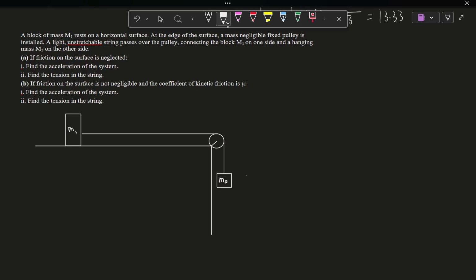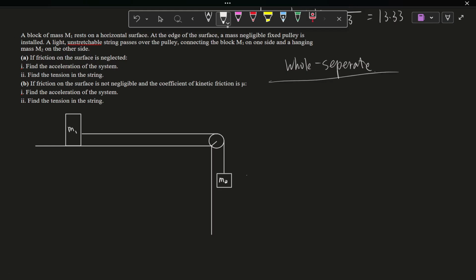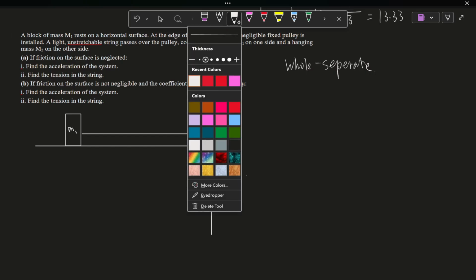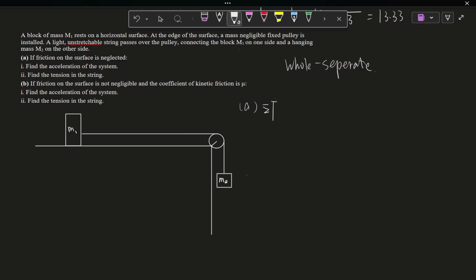So for this question, again, we're using the whole-separate method. As you can see, this method can fit a lot of scenarios in physics problems. So let's solve it. Part A. Let's write the net force equation for the entire system.